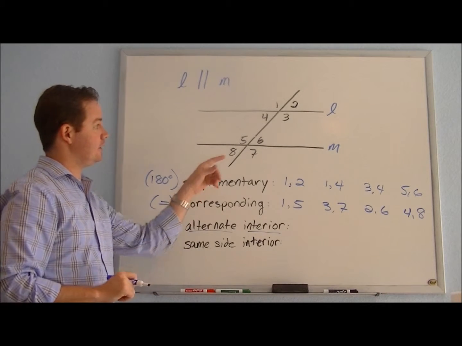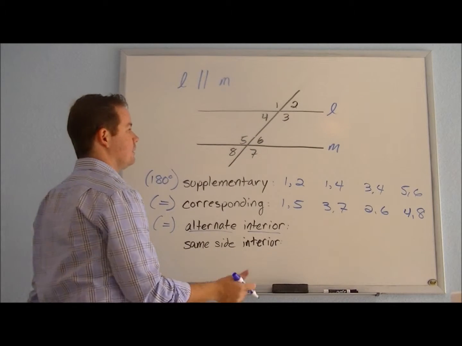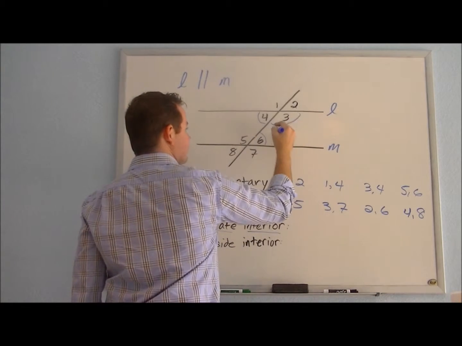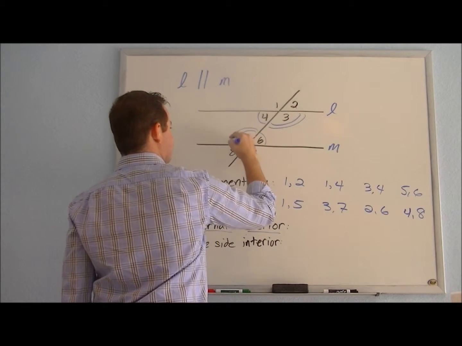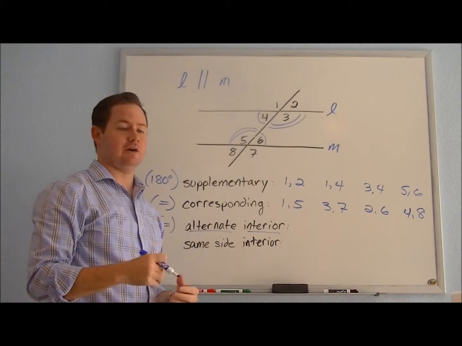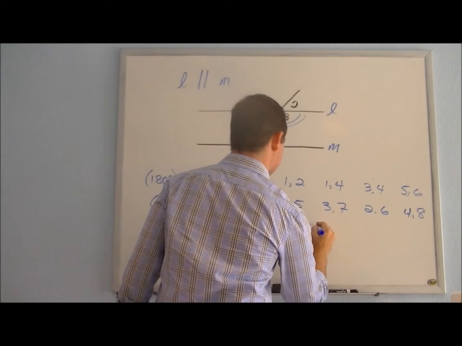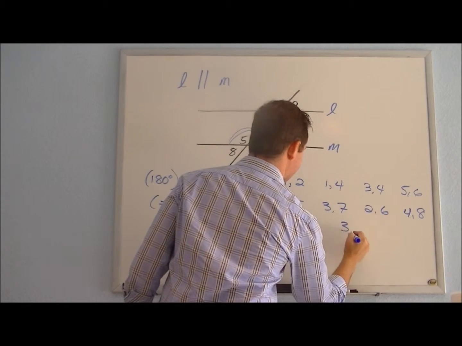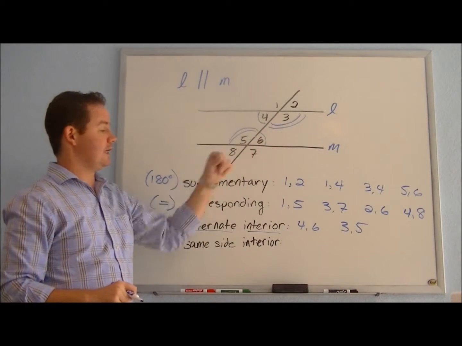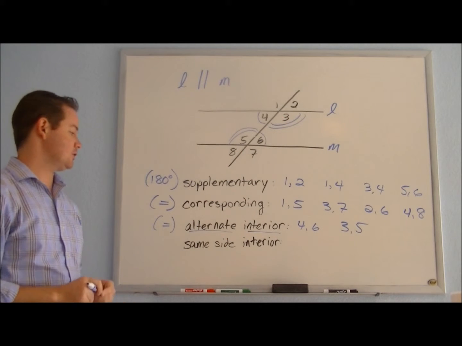So for example here, if we look inside on the inner part of these parallel lines, the alternate interior angles here would be 4 and 6, or 3 and 5. We can see that they're on opposite sides of the transversal, yet on the interior of the parallel lines. So alternate interior angles, we have 4, 6, and 3, 5 as our angle pairs there. Angle 4 and angle 6 would be equal. Angle 3 and angle 5 are equal as well.